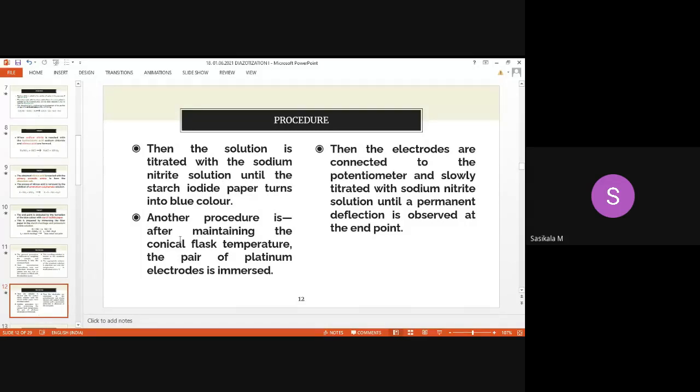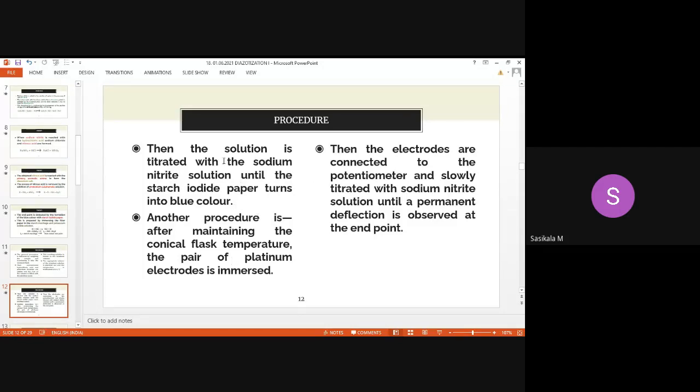And the other procedure is, after maintaining the conical flask temperature between 0 and 5 degrees Celsius, a pair of platinum electrodes is immersed. This is electrometric detection, like potentiometric and conductometric electrometric methods of detection. We have already discussed this type of detection method in acid-base titration itself, and here also this is applicable. Then the electrodes are connected to the potentiometer, and it is slowly titrated with sodium nitrite solution until a permanent deflection is observed at the endpoint. So these are two endpoint methods.